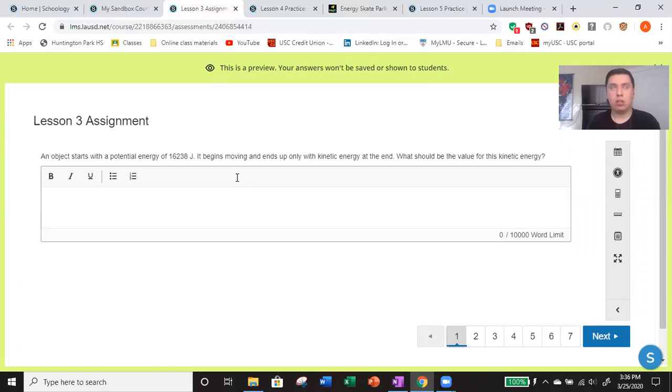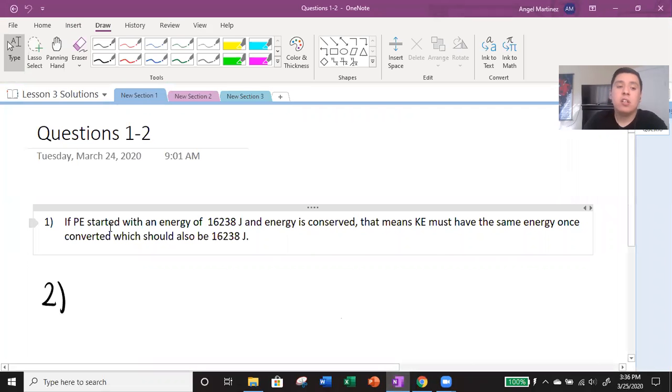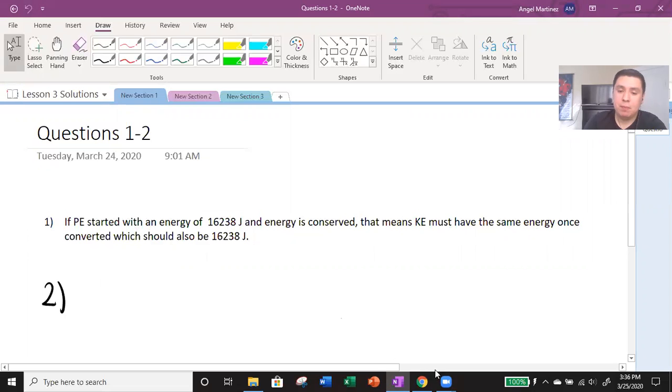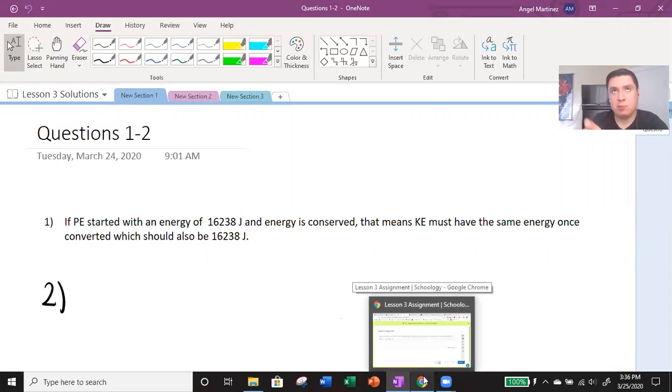So if there's only potential energy in the beginning, 16,238, that has to be the amount of kinetic energy at the end. That's what I wrote down here. If it started with an energy of 16,238 joules and energy is conserved, that means the kinetic energy must have the same energy once converted, which means it's also 16,238. That's all I should do for number 1. Just saying it must be 16,238 because energy is conserved.